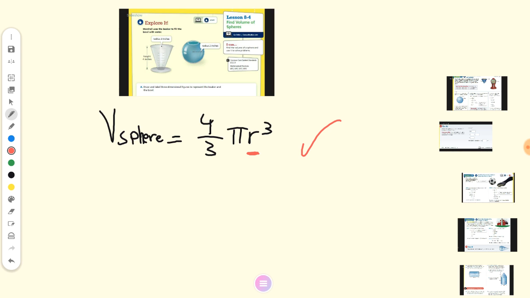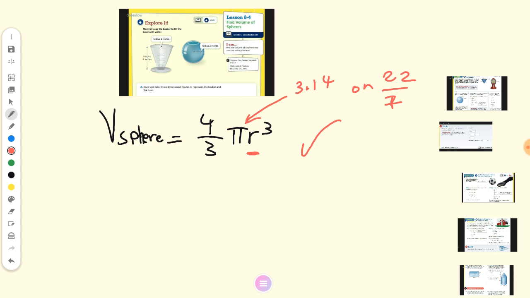Because pi can be represented by 3.14 or 22 over 7, whatever, or leave it in terms of pi. No problem for us. Pi is a constant, pi is not a variable. The variable here is r, so we need to know r only. If you know the radius, you can find the volume. This is the very simple way.